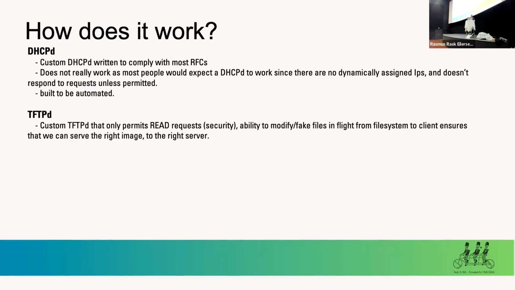The TFTP is the same. It only implements read. Out of security, TFTP isn't that secure. So one of the security things is, don't allow people to write files to the TFTP. So you can only read stuff from the TFTP. And why I chose to write my own TFTP was to manipulate files on the fly. So basically, when the hypervisor is asking for a file, I can serve whatever file I want, no matter what the specific string is being asked for.